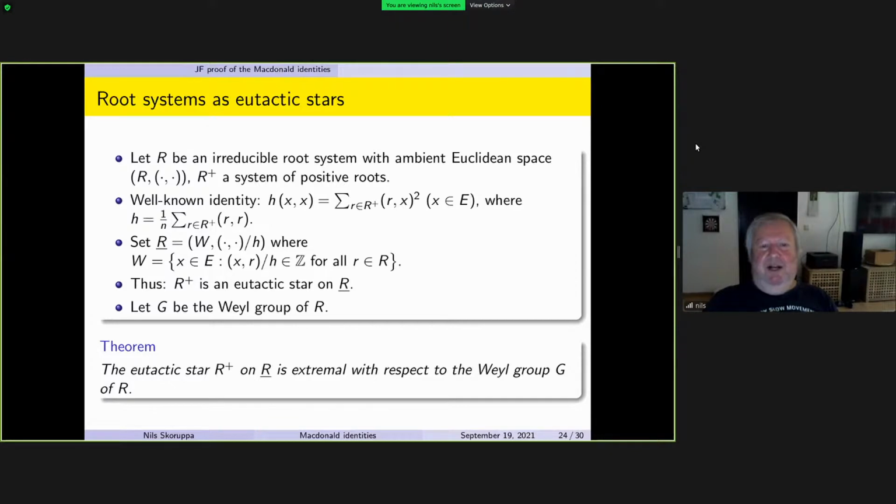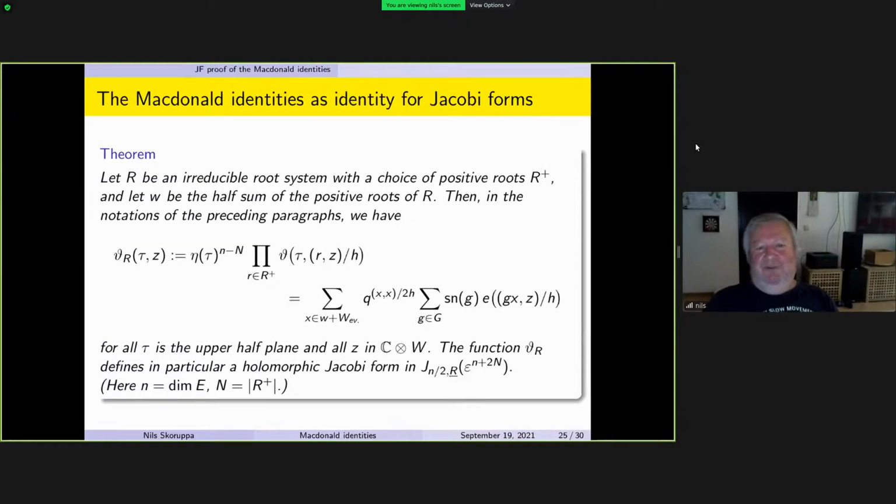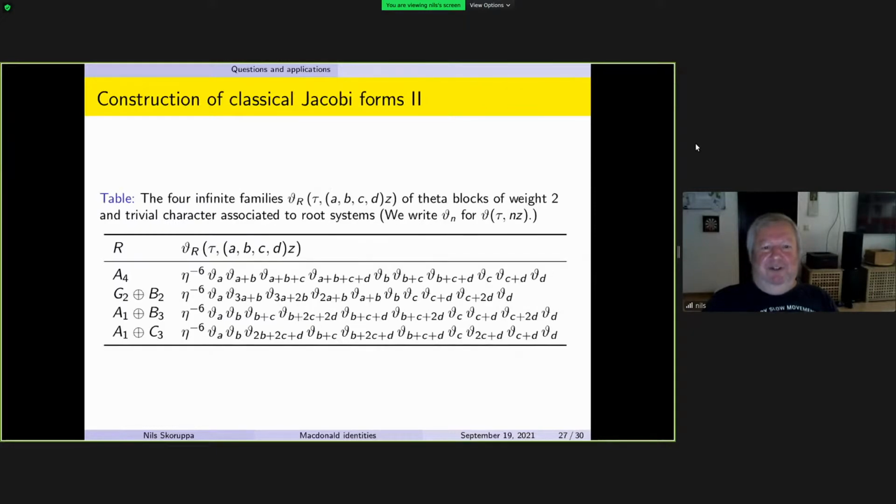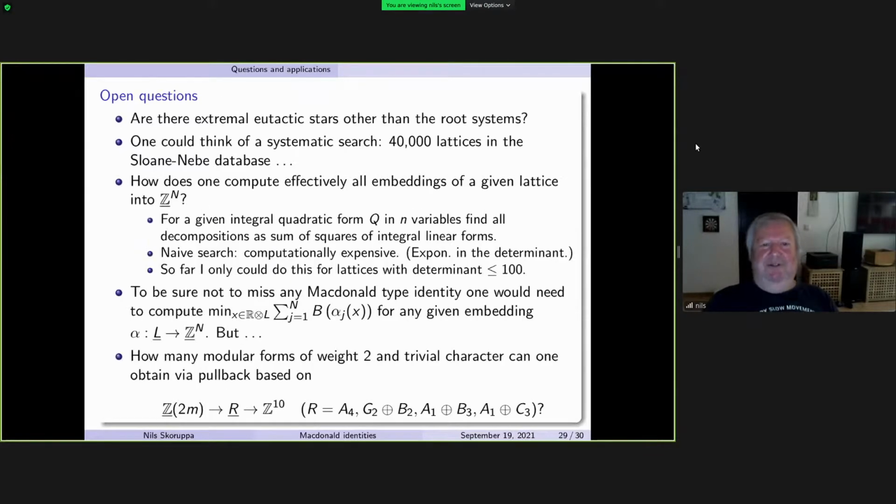Okay, so when you specialize, you get the Macdonald identities, and of course, that's what I said already. So I just stopped the talk here because I went over time. The interesting thing, of course, is that one might look for extremal eutactic stars different from root systems. That would be interesting to find because that would give new identities, Macdonald type identities, but new ones. That would be interesting for many, many reasons.